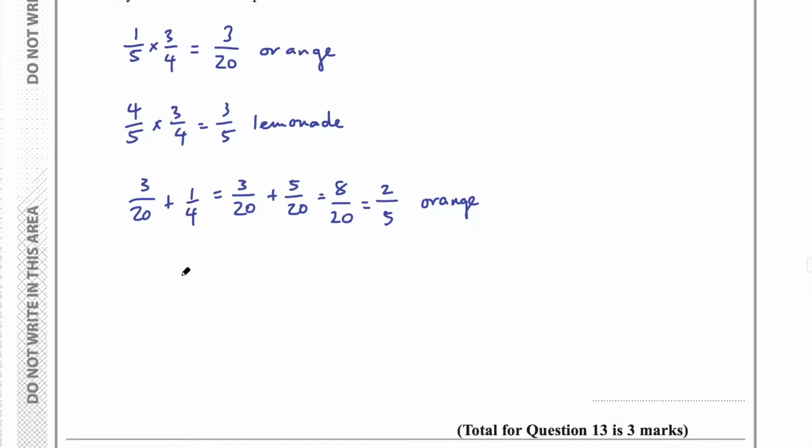So now we can write the ratio of orange juice to lemonade. And that's going to be 2/5 to 3/5. And you can already see how we could simplify this. We could just cancel out those 5's, or if you like, multiply everything by 5. You'd have the same result. So this is going to be 2 to 3. So my final ratio for orange juice to lemonade will be 2 to 3. And that was question 13 for 3 marks.